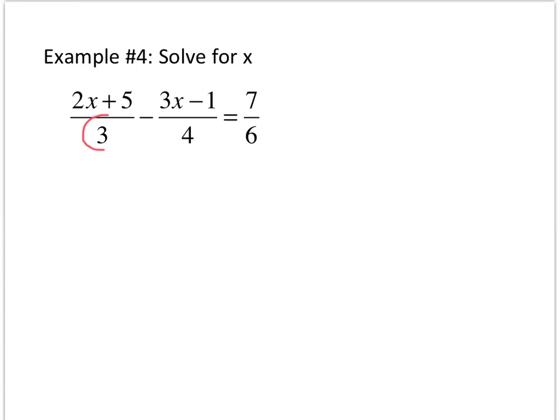I have 3, I have 4, and I have 6, and I know that all 3 of these numbers can multiply to 12. That's our least common multiple. So I'm going to go ahead and multiply both sides of this equation by 12. So first the left-hand side, and again I'm putting up the brackets or the parentheses to remind me to distribute. And I'm also going to multiply the right side by 12.